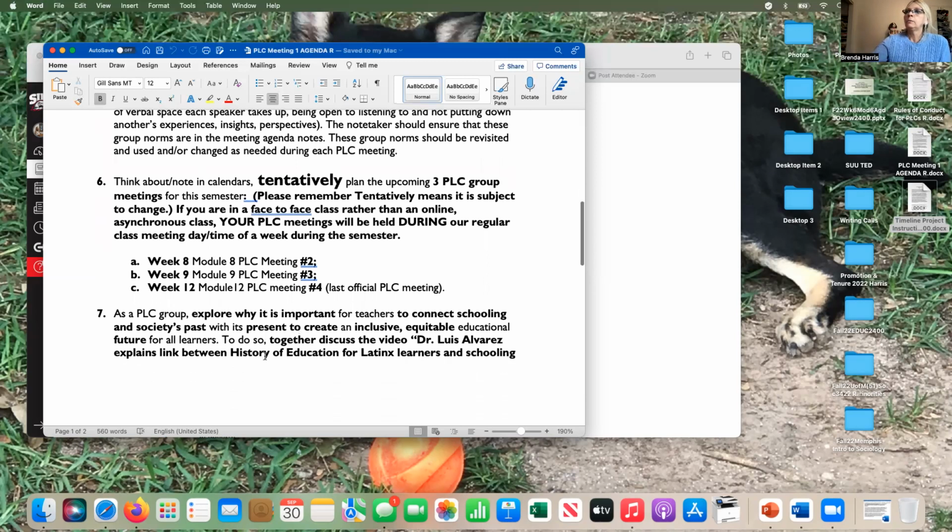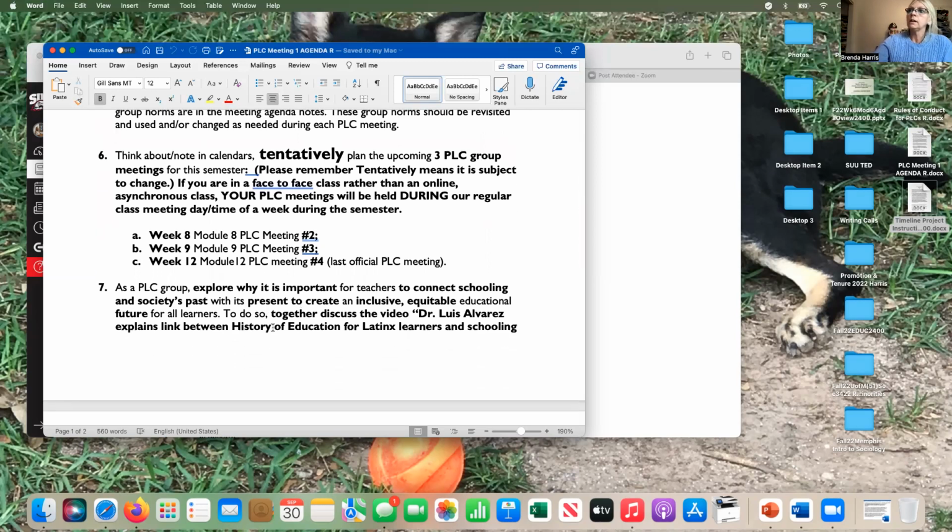Okay. Number 7 on the agenda, explain why it is important for teachers to connect schooling's past and present to create an inclusive, equitable educational future for all learners. Our class is called School, Society, and Diversity. That's foundational because schools are microcosms of society.